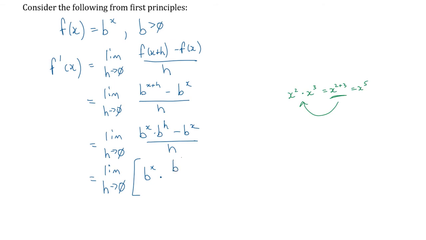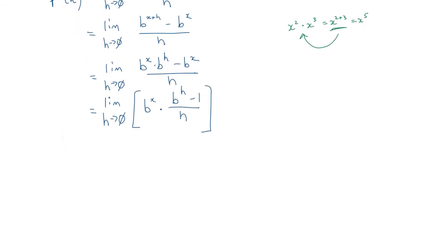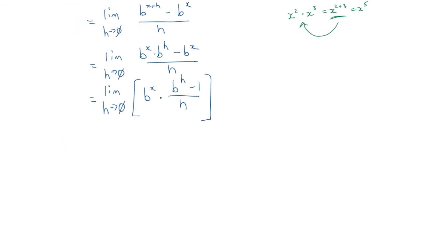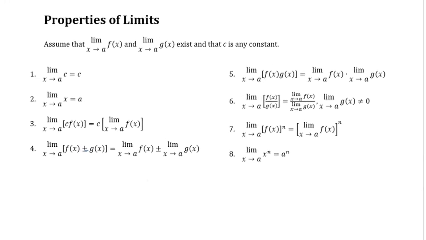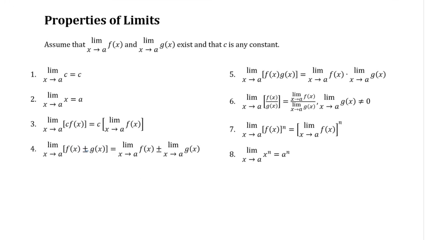This is b to the h minus 1 over h. Okay. Now what can we do? Well, there's two ways that we could approach this. I'll briefly go over both, but I think the one that is most convincing, who remembers this? Remember this from when we did all of those proofs? And what I'm going to do is I'm going to use limit property 5.